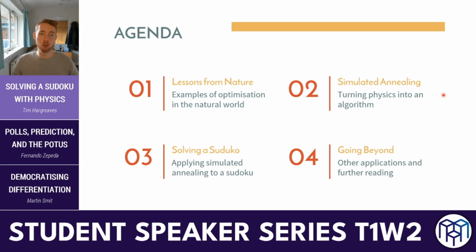And so I've split this talk up into 4 sections. We're first going to have a brief exploration of what nature does for optimization, the ideas that nature presents us related to optimization. We'll then talk about a specific example, simulated annealing, and then in the third part we'll apply that to solving a Sudoku, with the code provided, and seeing the results of that. And then finally, we'll talk about the other applications of simulated annealing and some further reading you can look at if you want to learn more.